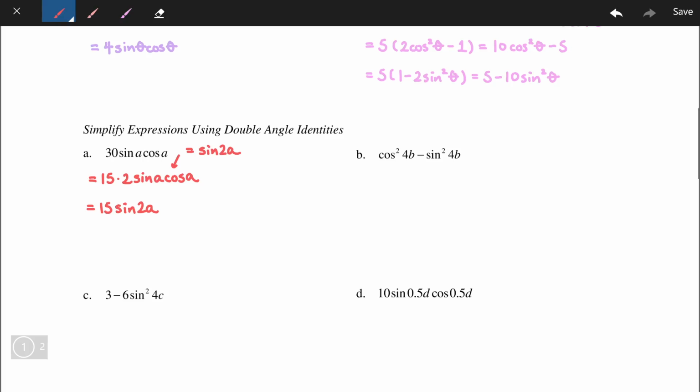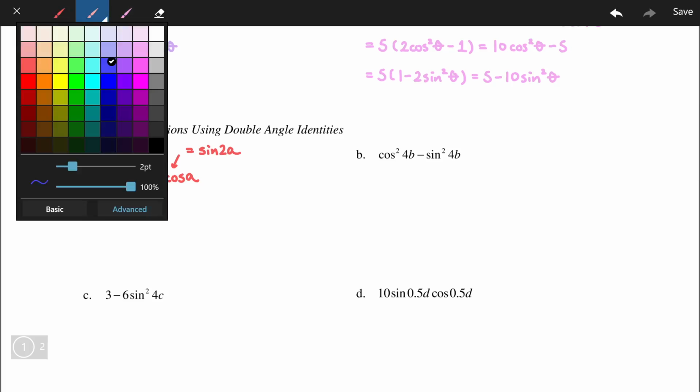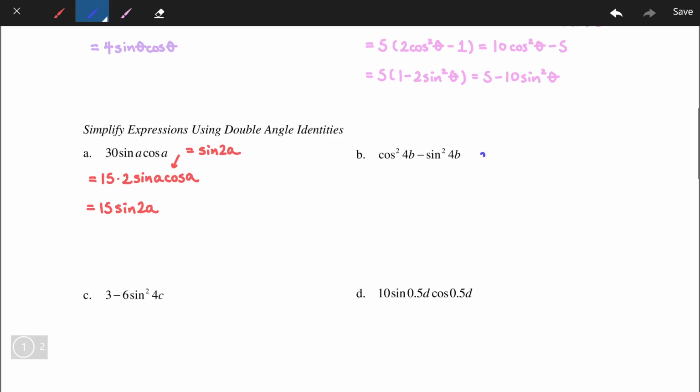In the second example here, in this case, we have to do maybe some substitution. We will let x equal 4b for just a moment. So this expression becomes cosine square x minus sine square x. And then we can use the double angle identity. This simply becomes cosine 2x. And now we can substitute the 4b back into the expression. So we have cosine 2 times 4b. And so we'll get cosine 8b.